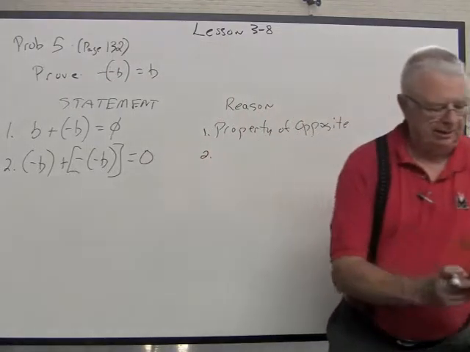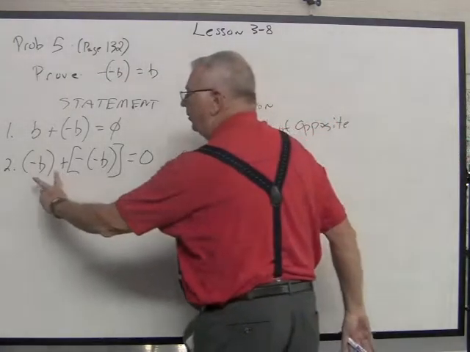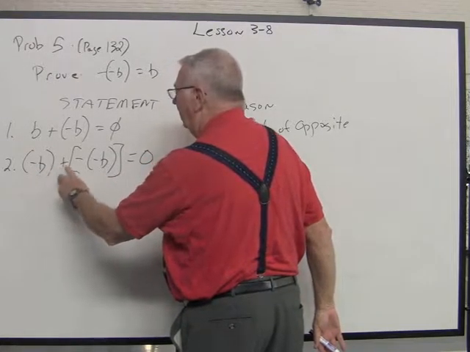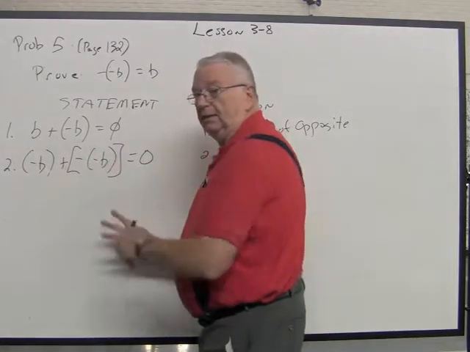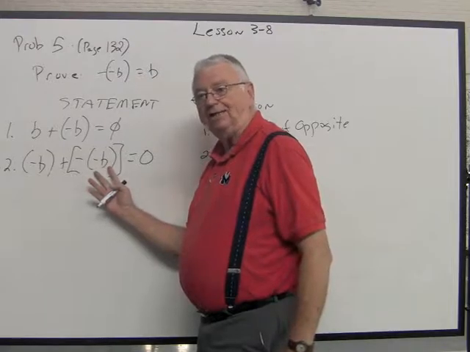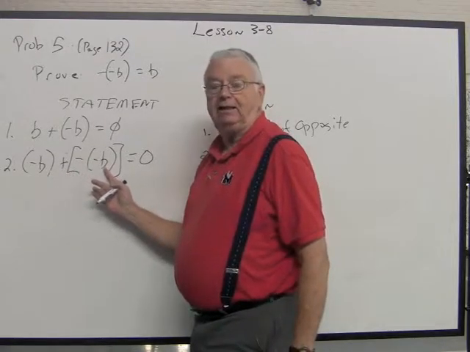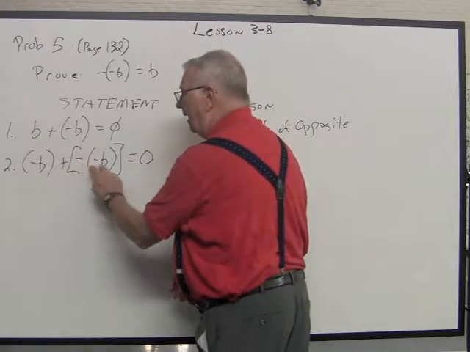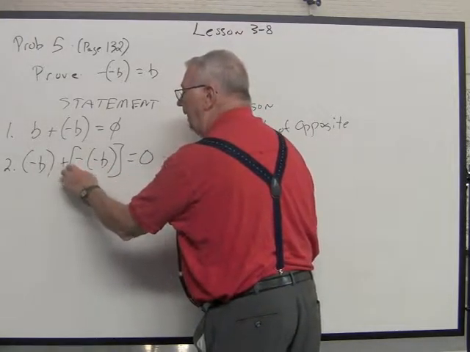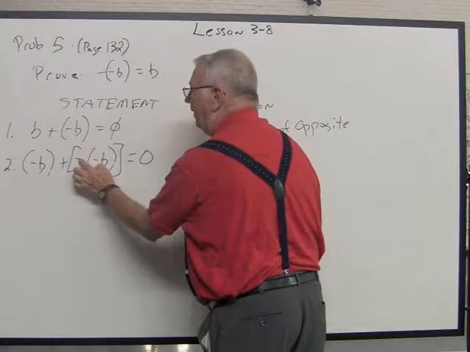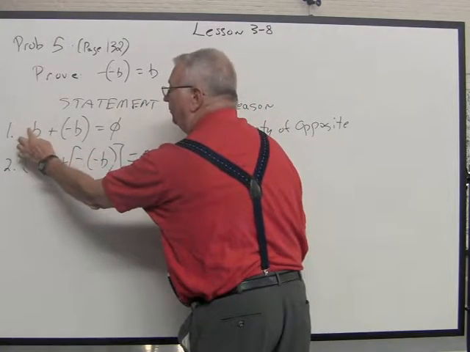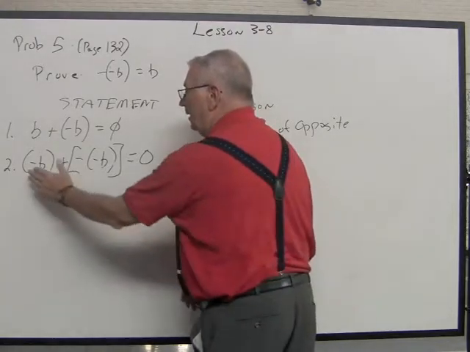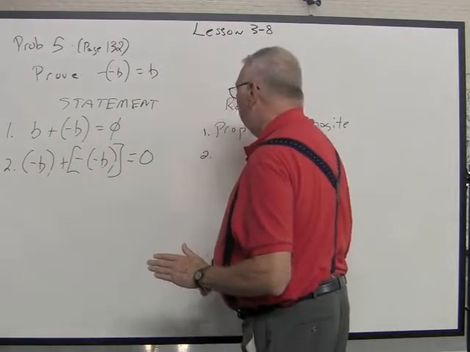Let's see what they're doing here. They're starting out with a term which is minus b, and they're adding it to its opposite. So the opposite of a minus b is going to be negating that minus b. So they've put it all out here. Minus b added to the opposite of minus b, just like plus b added to the opposite of a plus b, which is a minus b. But they've written it all the way out.